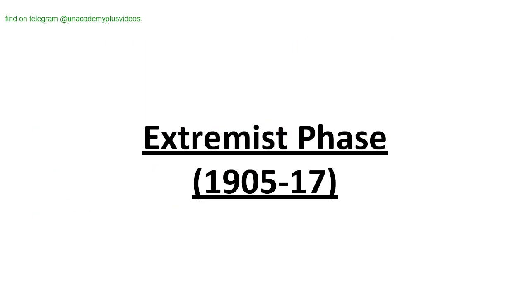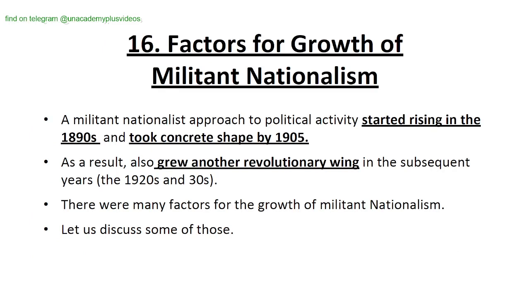Extremist phase, 1905 to 1917. Factors for the growth of militant nationalism. A militant nationalist approach to political activity started rising in the 1890s and took concrete shape by 1905. As a result, another revolutionary wing also grew in the subsequent years, in the 1920s and 30s. There were many factors for the growth of militant nationalism. Let us discuss some of those.